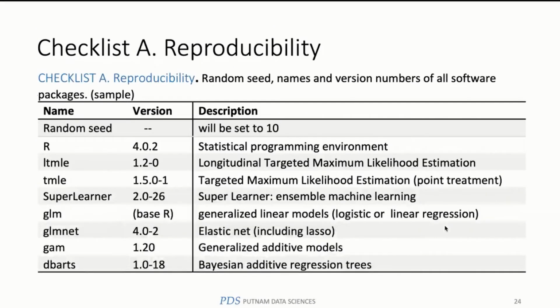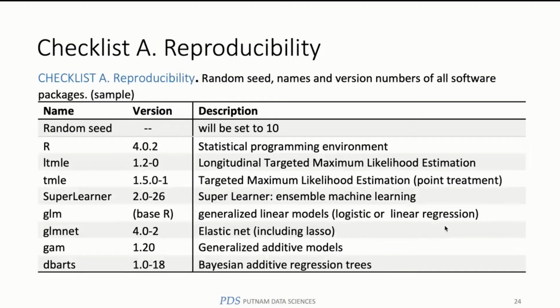So here's the reproducibility checklist. There's randomness involved in super learning in particular. So setting a random seed at the start of the analysis is necessary if you want to be able to reproduce it. So it doesn't matter what the random seed is, but you have to set something. So I wrote it will be set to 10, but it's arbitrary.